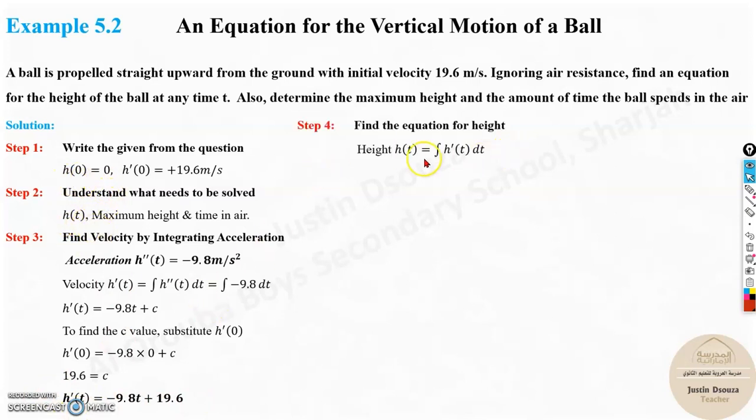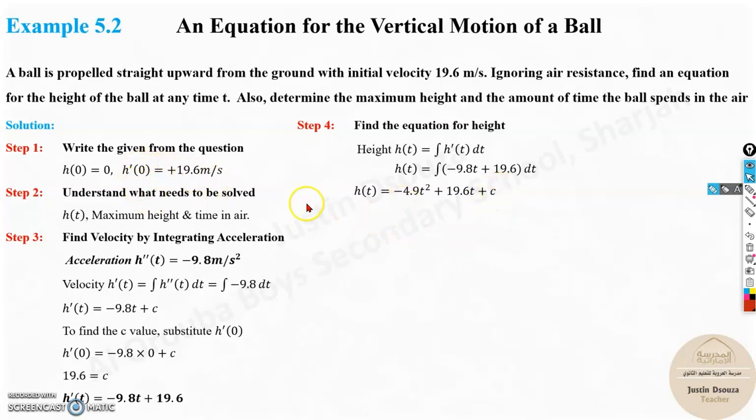So find the equation for the height by integrating the velocity. When we integrate the velocity over here, it will be minus 9.8 t square by 2. We had a similar equation in the last problem, a similar answer we got. Now minus 9.8 divided by 2 is minus 4.9 t square. When we apply the integral formula, it happens. Then this over here is a constant, so you just add t, and then you have to add the constant of integration c. How do you find the c value?